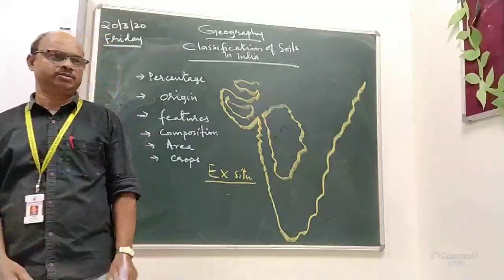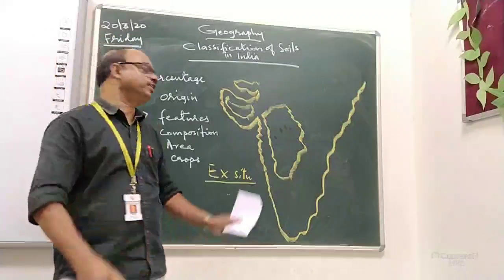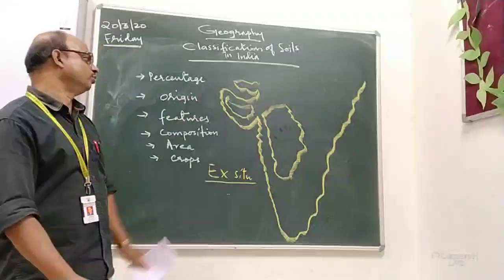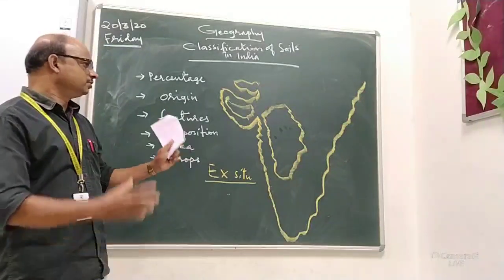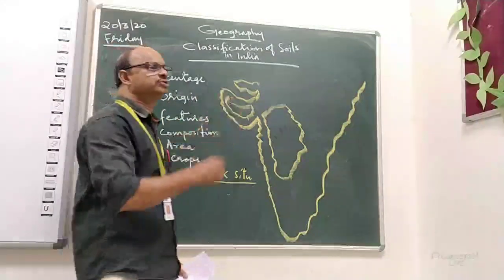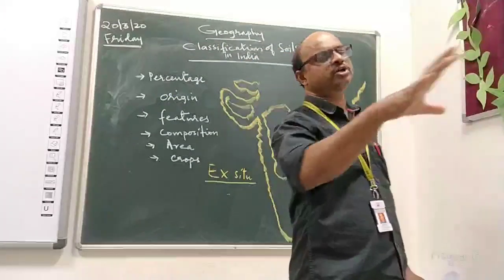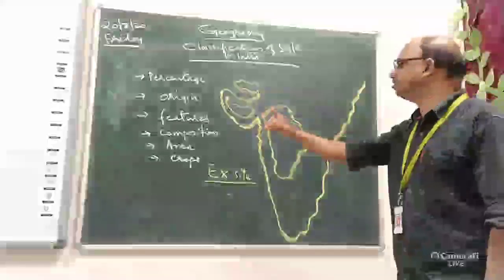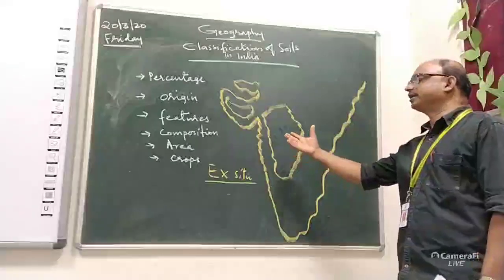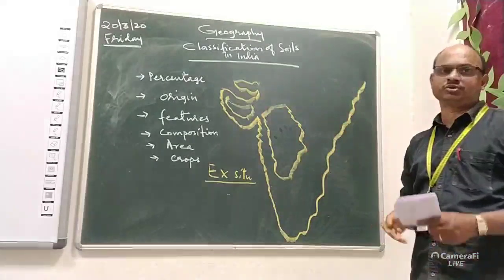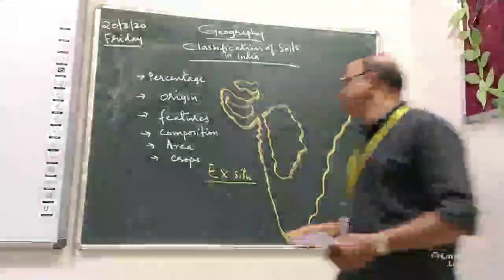Why? Because cotton is cultivated in this particular soil the most. That means the mineral composition of this soil is good for cotton cultivation. Not only cotton, other crops are also cultivated, but cotton cultivation is important there. That is why it is called regur soil or cotton soil. Also it is called in situ soil.